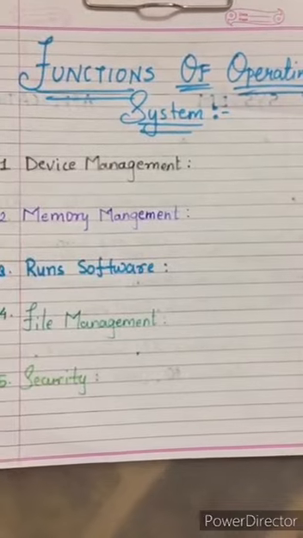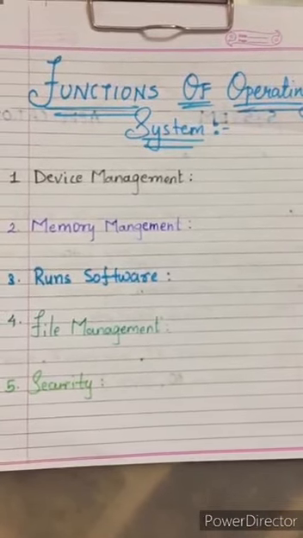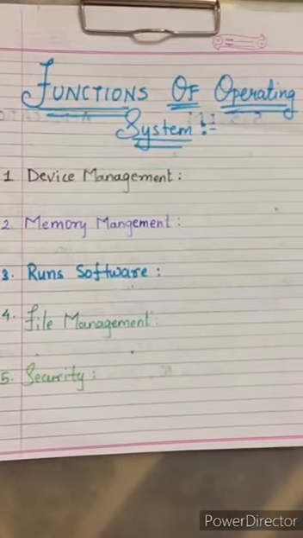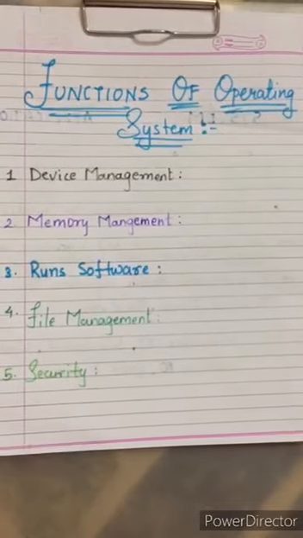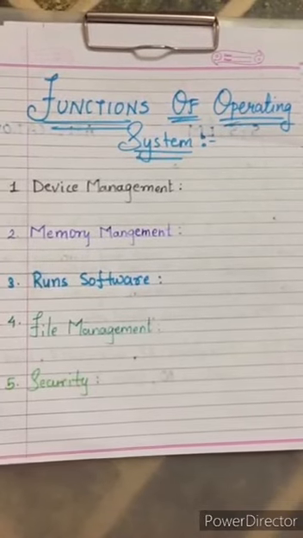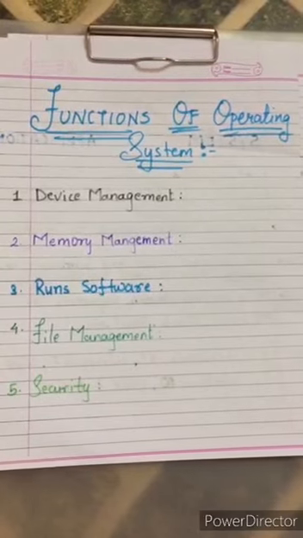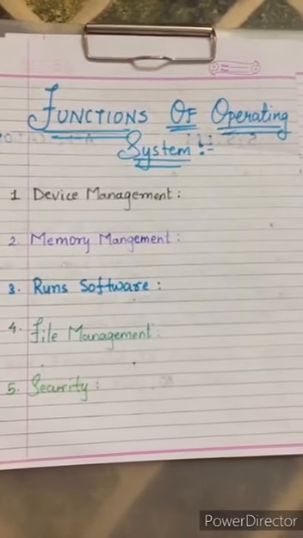Let us now understand the functions of the operating system. These are the functions of the operating system: device management, memory management, runs software, file management and security. Let us see the very first one, that is device management.